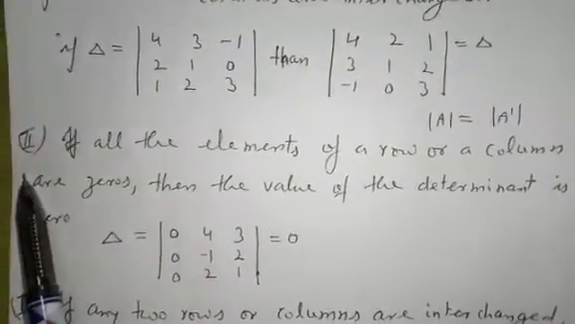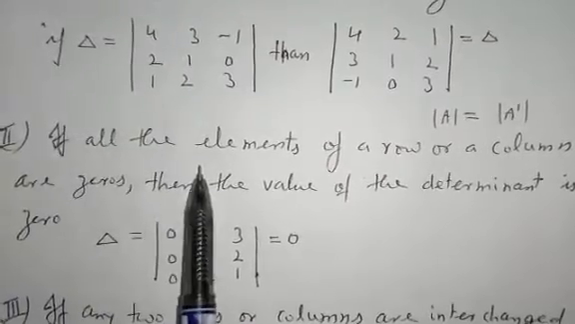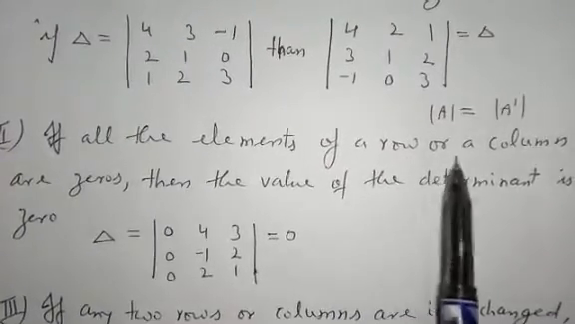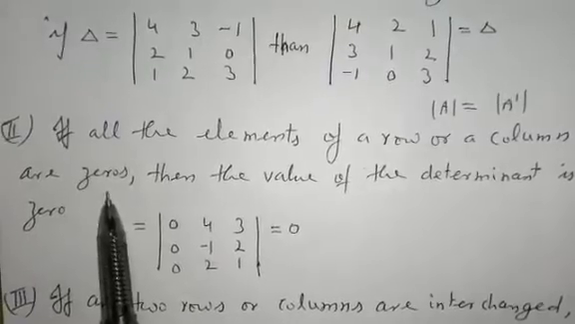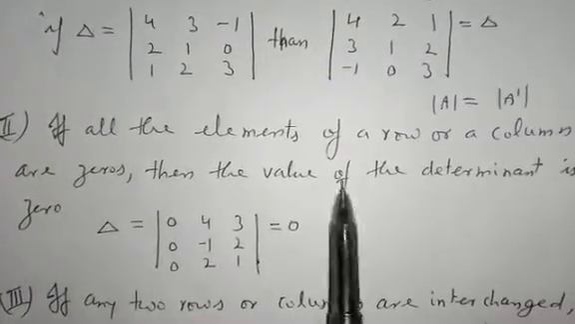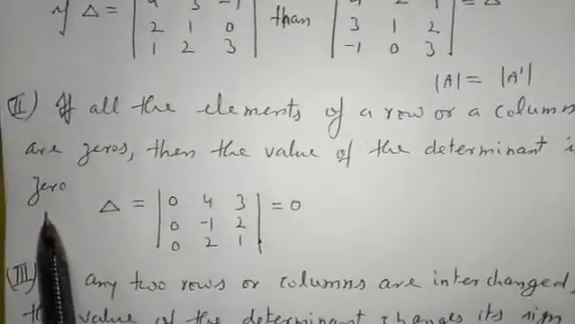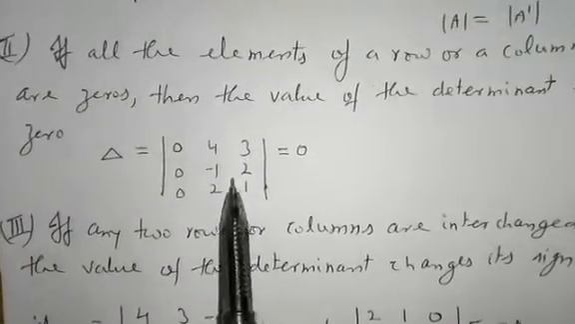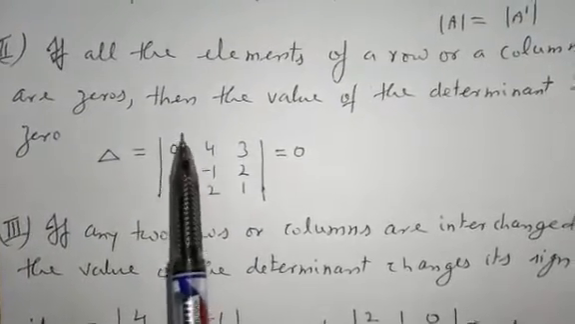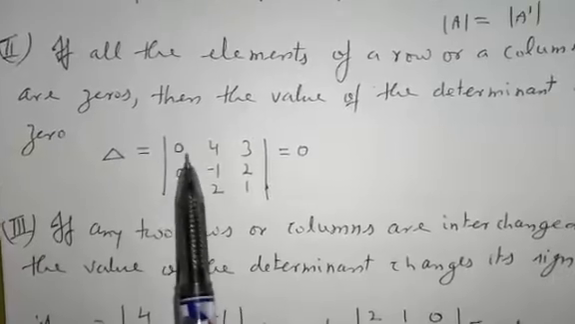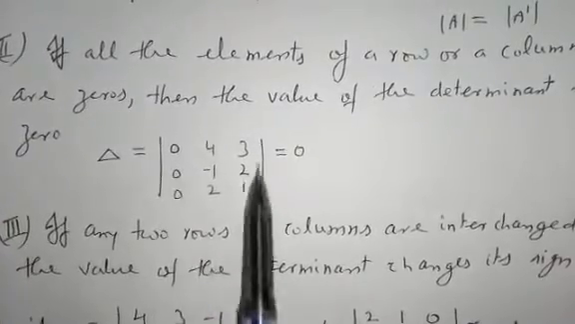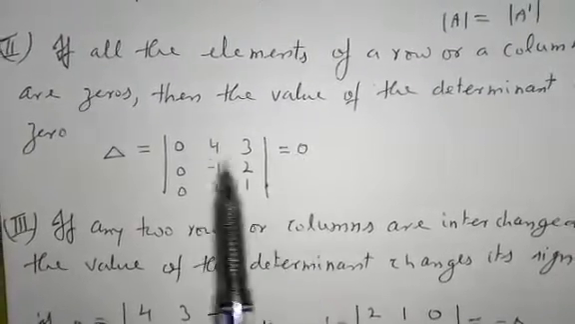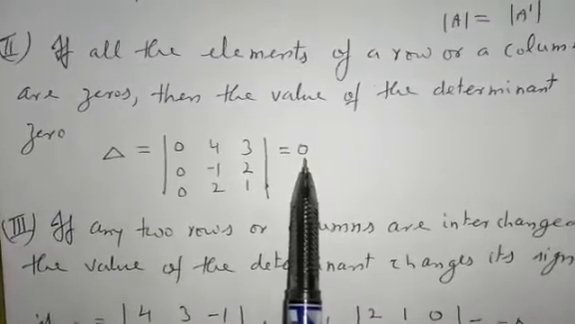Now, second property: if all the elements of a row or a column are zeros, then the value of the determinant is 0. In this example, we observe that all the entries of column 1 are 0. So therefore the value of the determinant is 0. Directly you can write its value is 0.